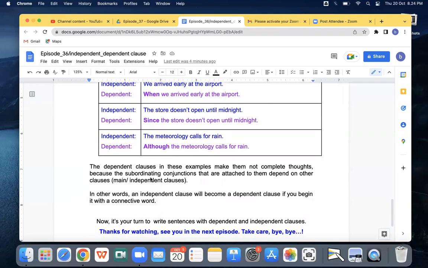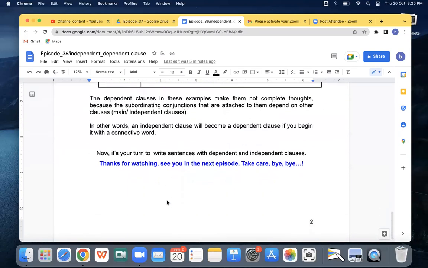Guys, the dependent clauses in these examples are not complete thoughts because the subordinating conjunctions or connective words that are attached to them depend on other clauses, usually main clauses or independent clauses. In other words, an independent clause will become a dependent clause if you begin it with a connective word.